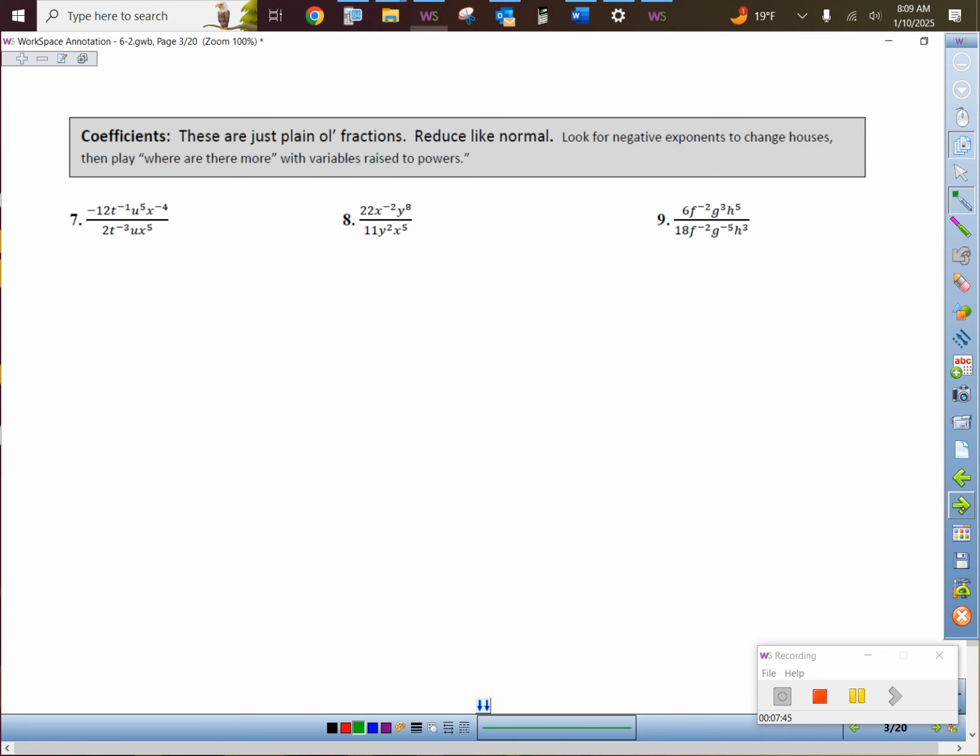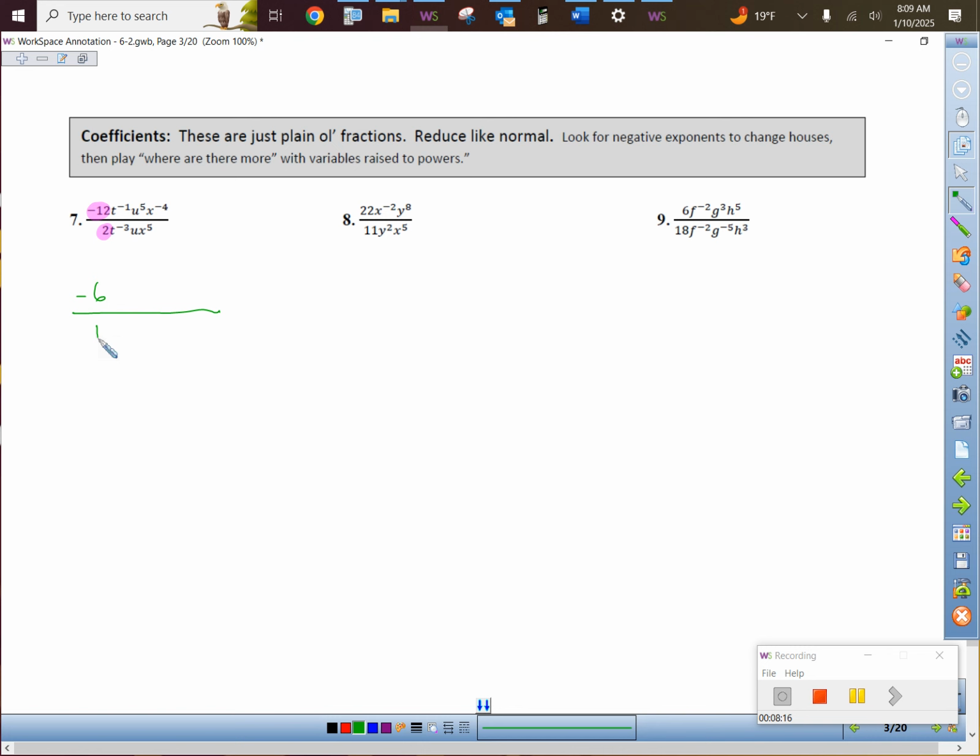Uh-oh. Who's in the mix now? What are those numbers called? Starts with a C, fancy word. Coefficients, right? Same story as before. They just reduce, right? And what people get very freaked out about is, you see that 12 is negative? That has nothing to do with changing houses because it is not a negative exponent, right? It is just a negative number. It is negative 12 over 2. What does that fraction reduce to? Negative 6 over 1. It's cool if you don't put the 1 in the downstairs.